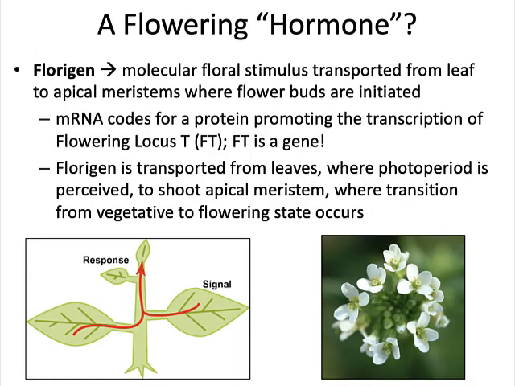Florigen is a hypothesized hormone-like molecule responsible for controlling and/or triggering flowering in plants. And it's typically going to be transported from the leaf to the apical meristems where the flower buds are initiated.